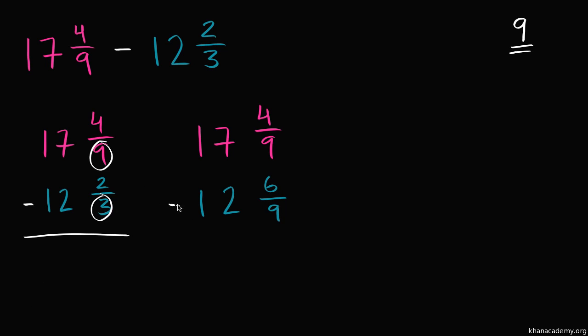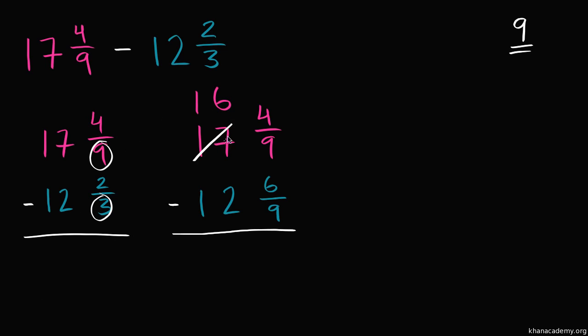And now I can try to subtract. But even here, when I try to subtract, I have a larger fraction down here that I'm trying to subtract from a smaller one. I have 4/9 minus 6/9. So what can I do? Well, the answer is I can regroup. I can take a whole from the 17. Let me do that. If I take a whole from the 17, that's going to become 16.